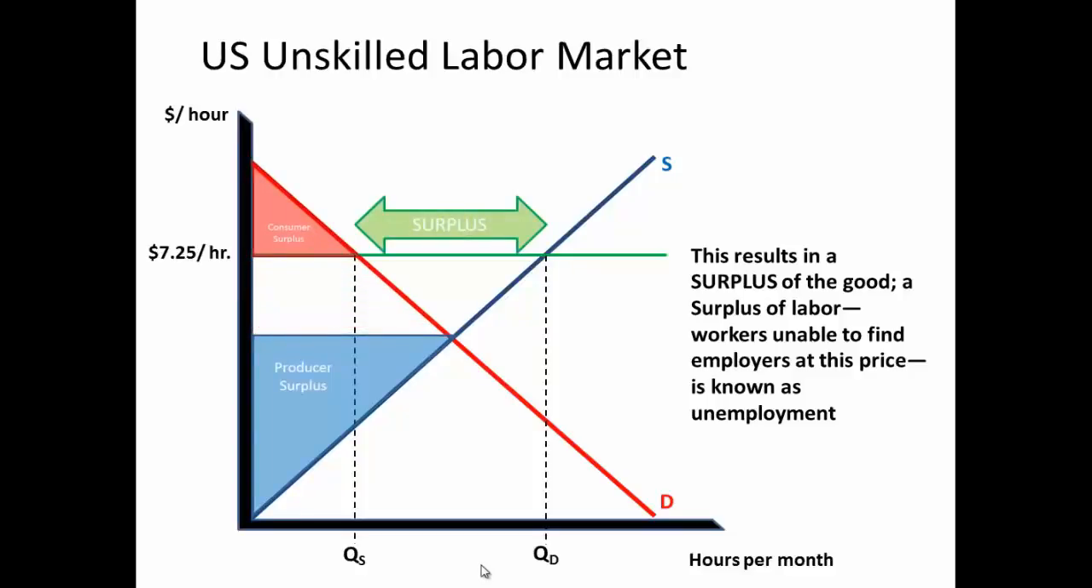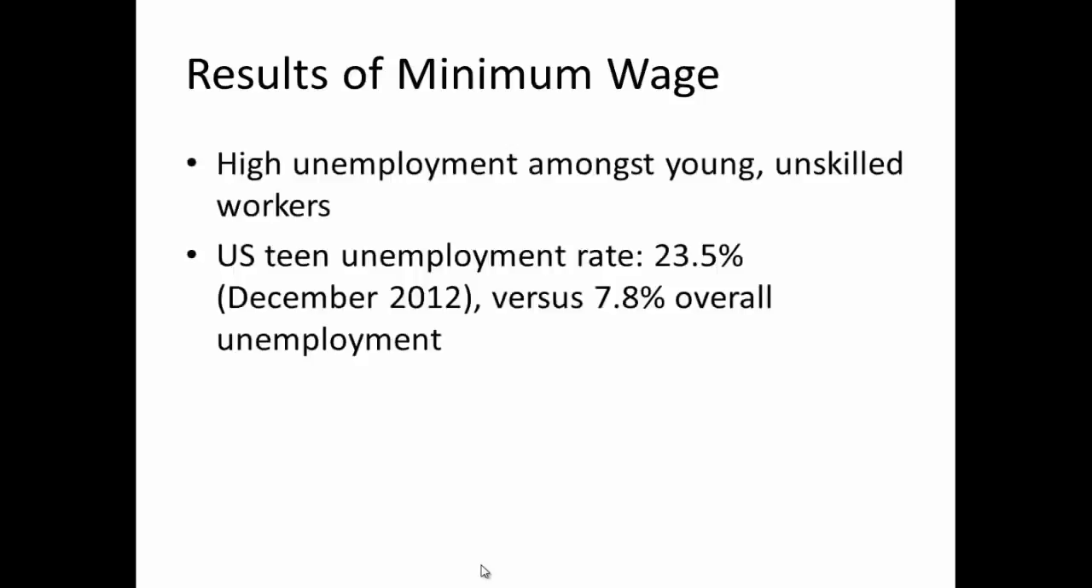It's going to reduce the consumer surplus of the companies that might otherwise hire these workers. It's going to shift producer surplus, possibly reducing it, possibly actually increasing it for a few workers, but reducing it for others. One thing we can be sure of is that a surplus in this labor market will generate unemployment amongst this worker category. And as evidence of this unemployment effect, let's take a look at the youth unemployment rate relative to the overall unemployment rate. Most recently, the U.S. teen unemployment rate stood at 23.5%. This is for 16 to 19-year-olds, versus the overall unemployment rate for the entire population of 7.8%.